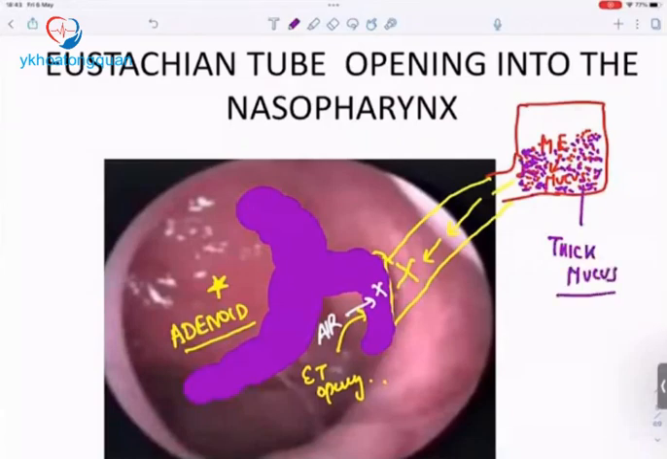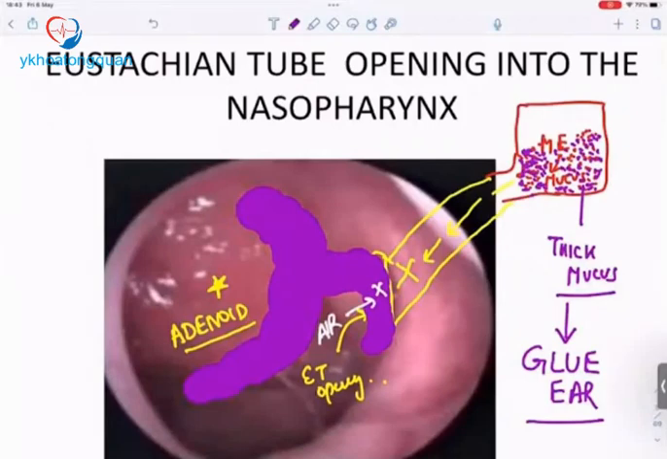Now, this thick mucus looks like a glue, like a Fevi glue, you know, the glue we used to paste over the books and all. It looks like that thick mucus, and the presence of this thick mucus, this disease is called glue ear. So if you ask me, Rajiv, what is your concept after 17 years of ENT practice, what is the basic cause of glue ear? Something is blocking the Eustachian tube opening.